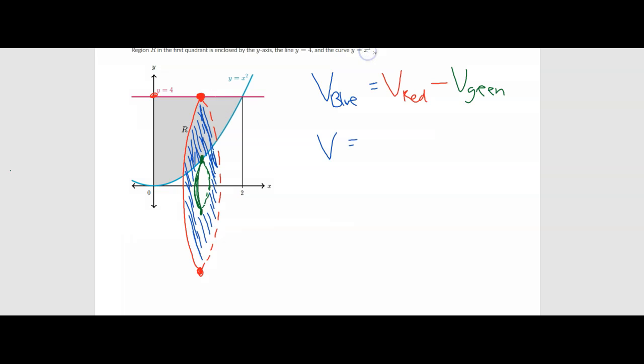So the volume of the red, that's still going to be pi r squared times h. Now, the height of the red and the green, they're both going to be dx, right? They're going to have the same height. The radius, though, is going to be different, right? The radius of the red is not going to be the same as the radius of the green. So what we're going to do is call these R1 and R2 just to differentiate.